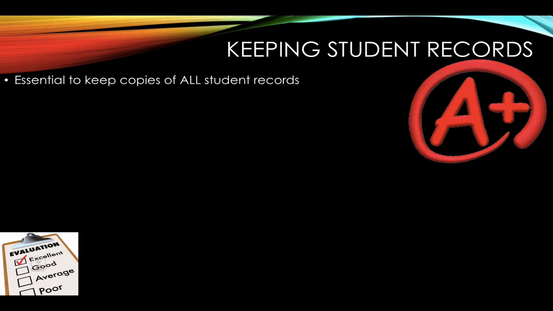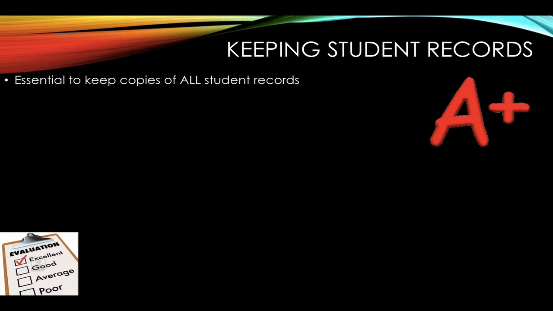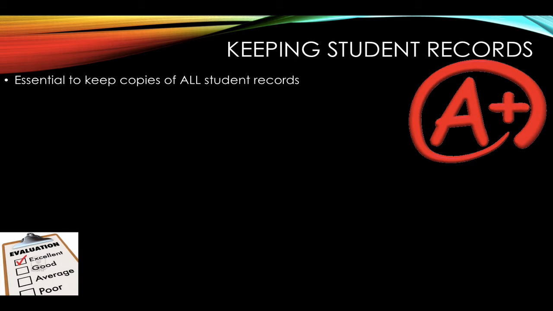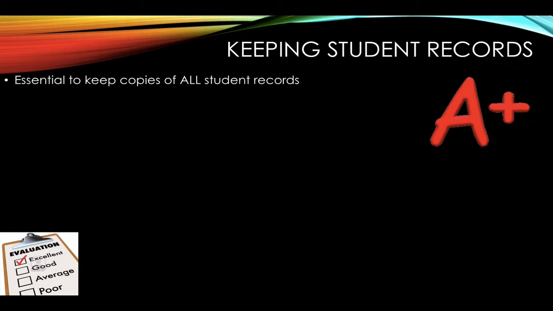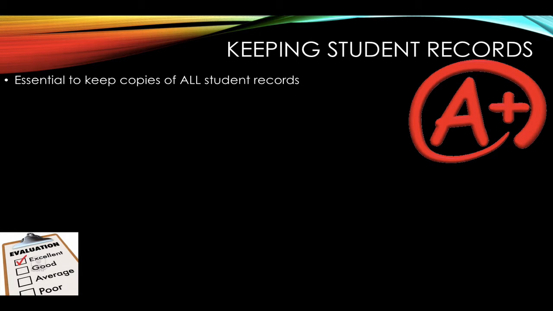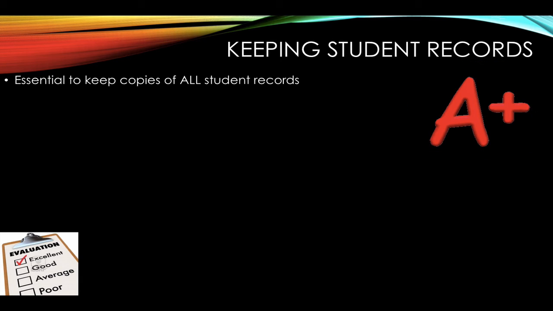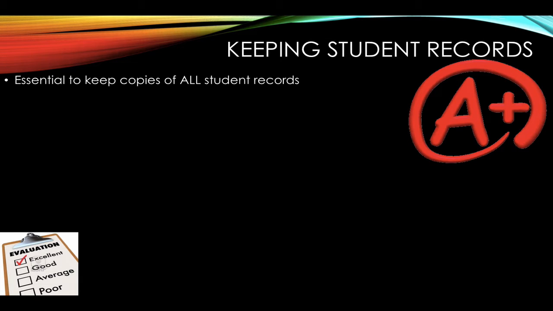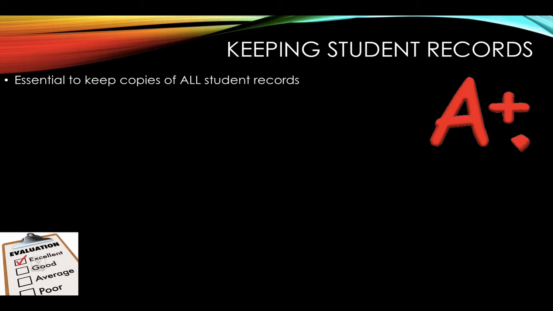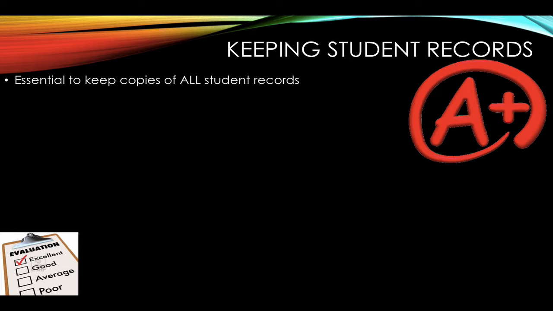So let's talk about some bookkeeping types of topics, and the first of those is keeping student records. It is essential that you keep copies of all student records that you have. It is possible that a student will file a grade appeal, and we need to have access to all of our student records so that in the event that should happen, although that's fairly rare, but it does happen, we can make our case for why a student received a particular grade.